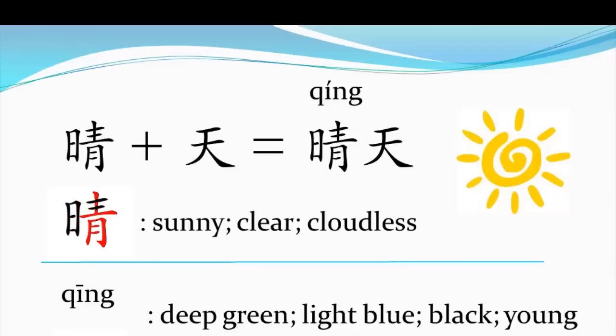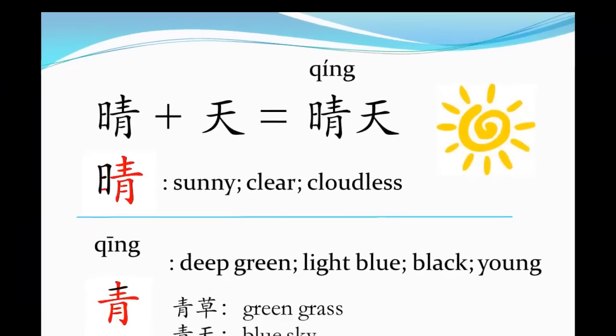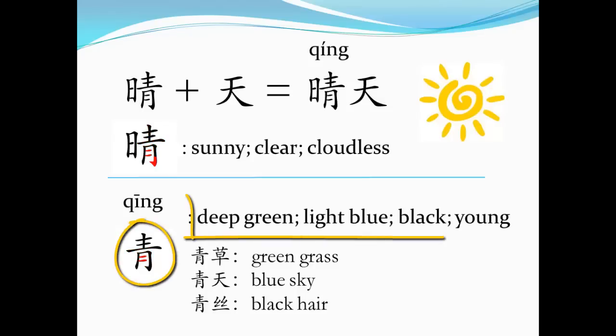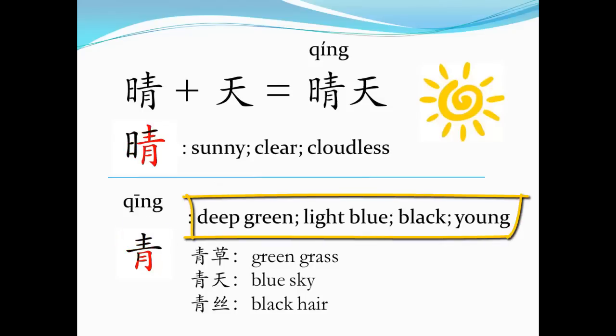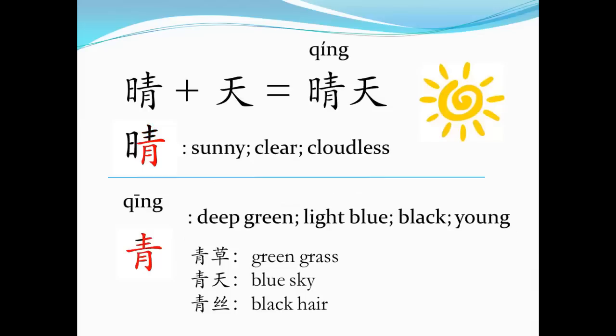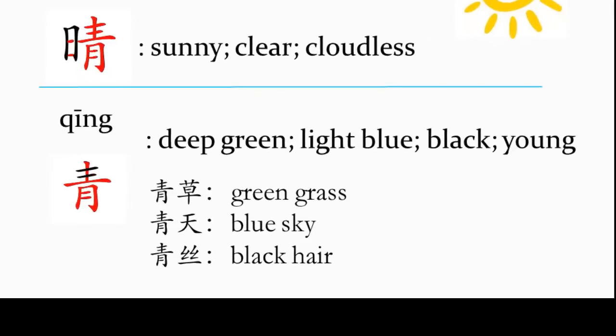This 字 qíng can be divided into two parts. The left part is the 日, that means the sun. The right part is another 字. It has the meaning of deep green, light blue, black, or yang. It has meanings of 3 different colors. So how can we know what color it refers to? It depends on the 词 it makes.